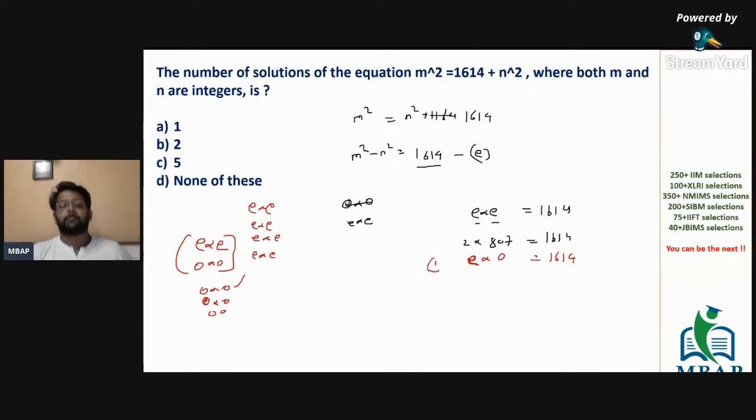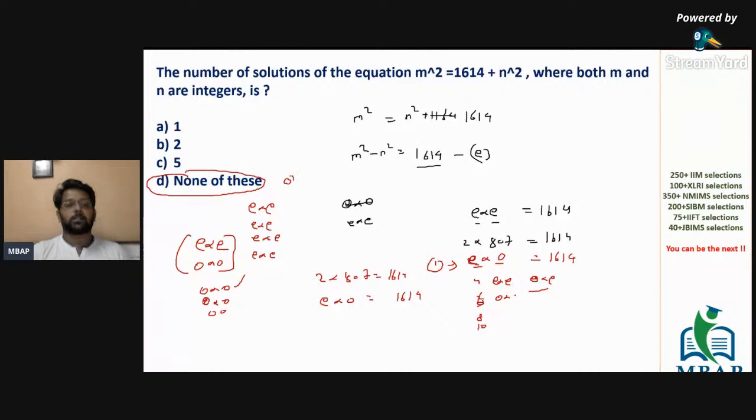But if in the first step only you get odd into even, and you take further even numbers 2, 4, 6, 8, 10, or any other further even number, you will never get a combination of even into even or odd into odd. You will only and only get odd into even. So for this question type, if in the first stage we got 2 into 807 is 1614, which is even into odd, straight away you will mark the answer as none of these, because the solution that we are looking at is 0.